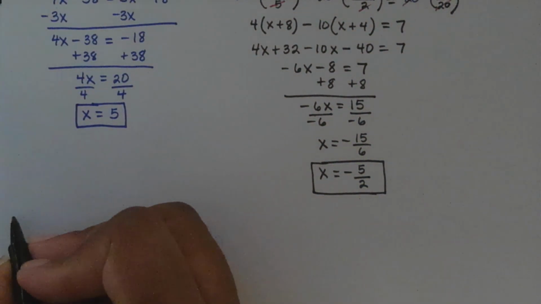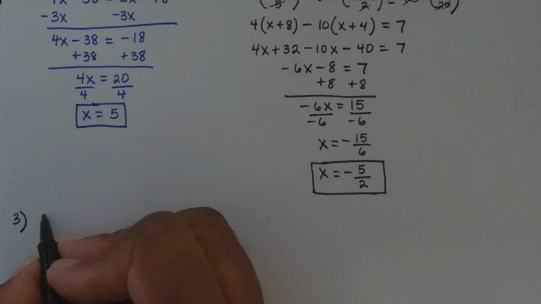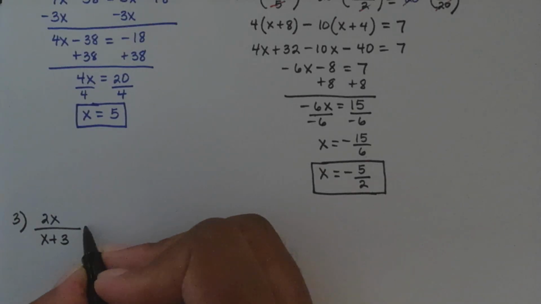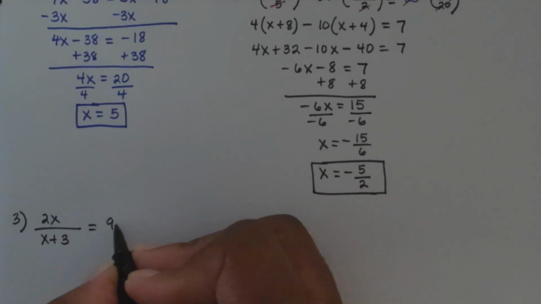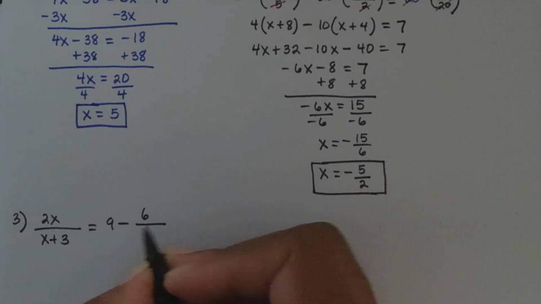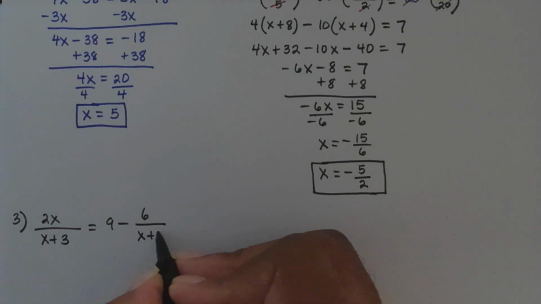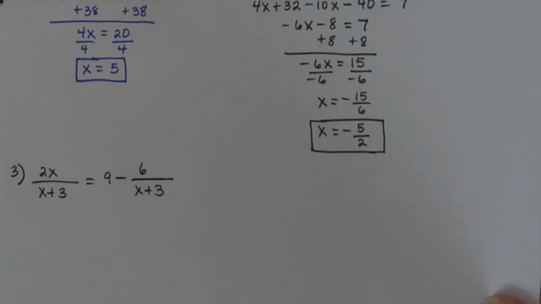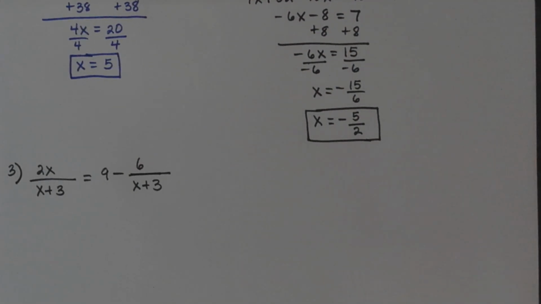All right, number 3 is a rational equation where you have variables in the denominator. So we've got 2x over x plus 3 is equal to 9 minus 6 divided by x plus 3. And that question would be in 2 parts. The first part, you're going to identify the restricted value. The second part is, keeping the restrictions in mind, solve the equation for that variable.